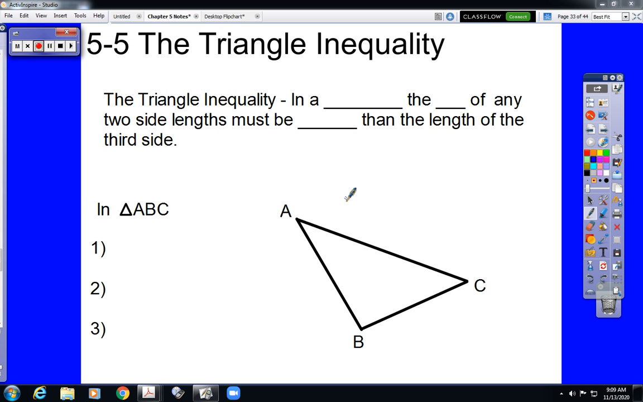We are here to go over section 5 of chapter 5 of your geometry textbooks, which covers the triangle inequality. This is a very short lesson, so it will only be one video.